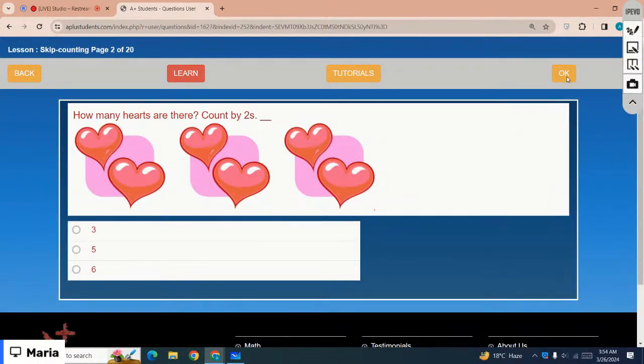Okay, how many hearts are there? Count by twos. So you have to count the hearts. How many hearts are there? There are two, then four, then six. So there are six hearts. The correct option is six.